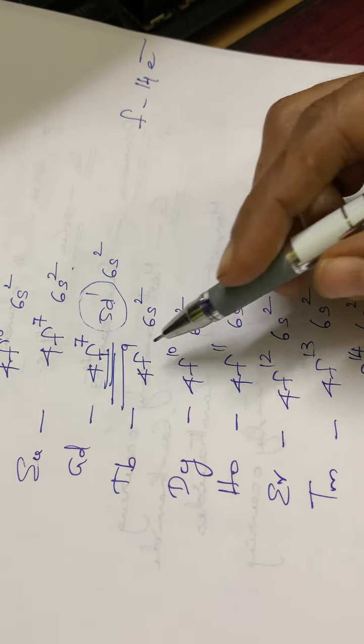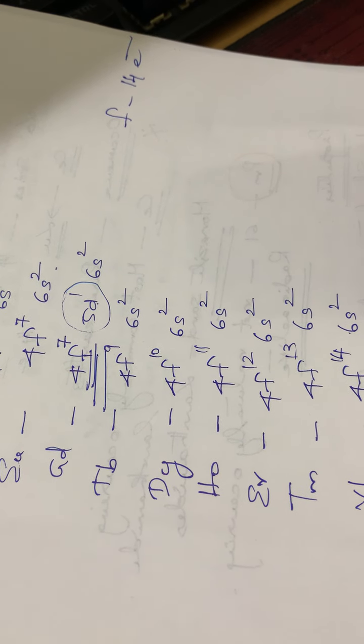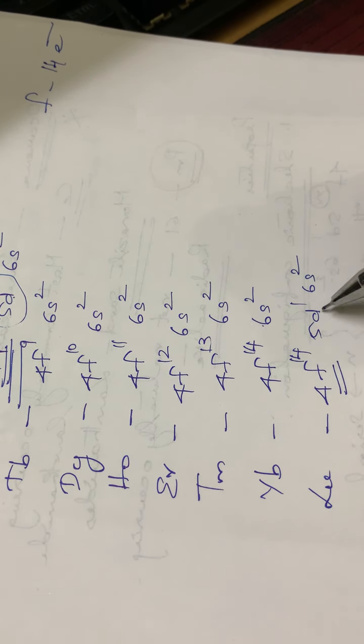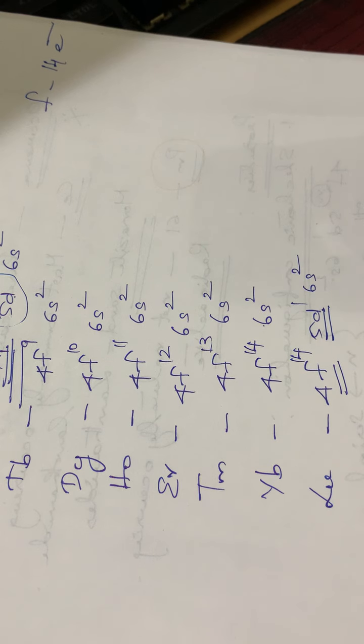Then again from terbium itself there is no d subshell. Then in lutetium only the 5d1 electron is there. Okay, so this is regarding the general electronic configuration.